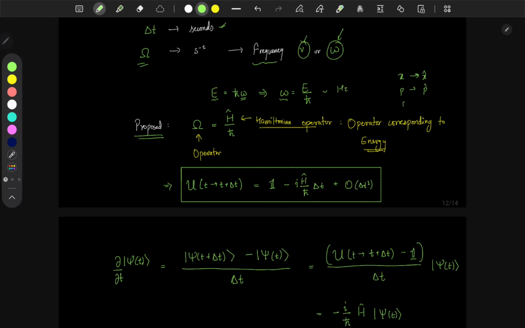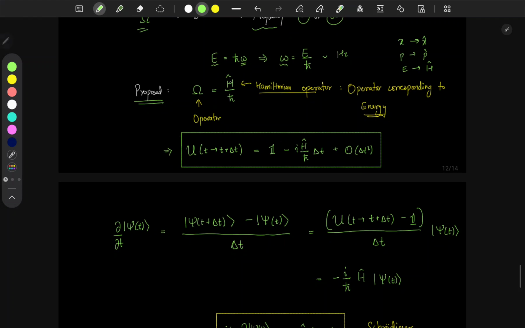Similarly, for energy, we don't call it the energy operator, we call it the Hamiltonian operator. The word Hamiltonian comes from Hamiltonian mechanics, which is a formalism of classical mechanics. Hamiltonian formalism is really important in the sense that it directly translates from classical to quantum physics. We will talk about that later, maybe in the next 4 or 5 videos.